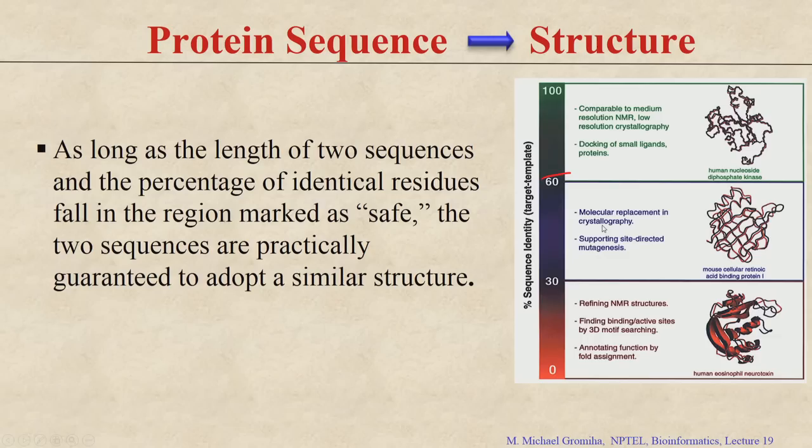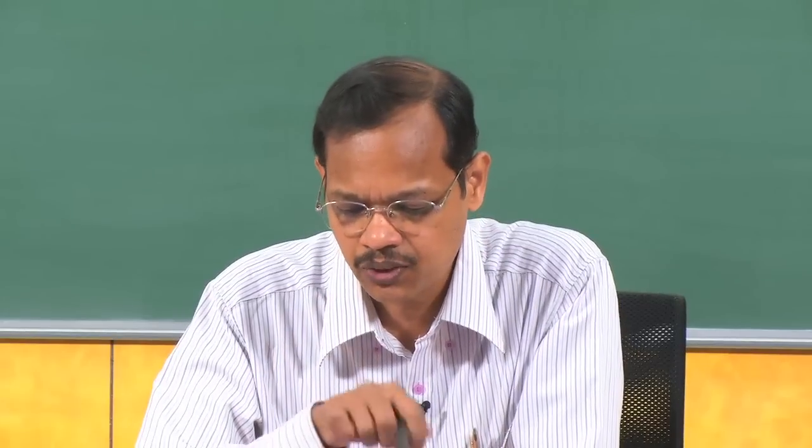And if the sequence identity is lower, for example 30 to 60%, you can get an accuracy similar to molecular replacement in crystallography. How does molecular replacement in crystallography work? It is based on homology: if there are similar electron density maps, they may have similar structures. At that level you can get the structures if the sequence identity is about 30 to 60%.